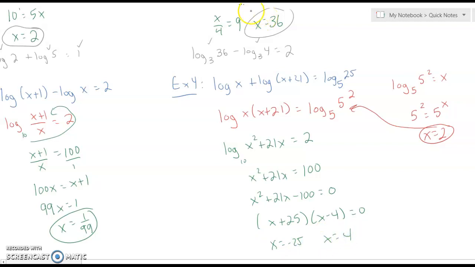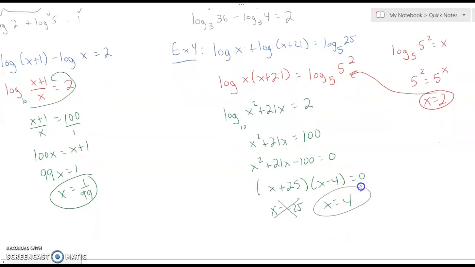Now this is where we have to go back and again double check and make sure things work. If I take that negative 25 and I plug it in, I'm going to immediately have a problem. I can't take the log of a negative number. So this answer right here is an extraneous solution that doesn't work. But I'm going to check the other one just to be safe. Log of 4, I'm okay with that. Plug 4 in here, I'll get log of 25. I'm okay with that as well. On the right side, I know is going to be okay. So 4 would be my solution for that.